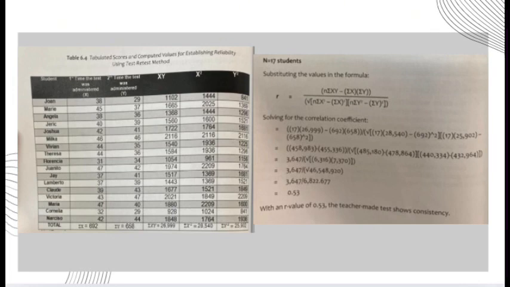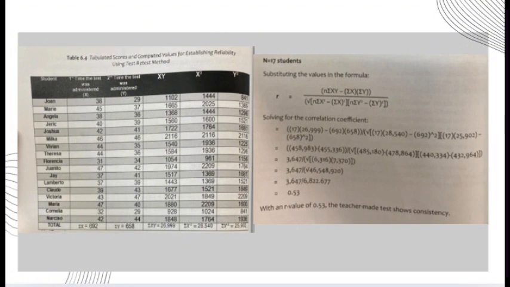So after natin makuha yung mga hinahanap, kailangan natin i-total yung bawat column sa ibaba. Yung gagamitin natin na formula is r equals n summation of xy minus summation of x times summation of y, over the square root of n summation of x squared minus the quantity summation of x squared, times n summation of y squared minus the quantity summation of y squared.